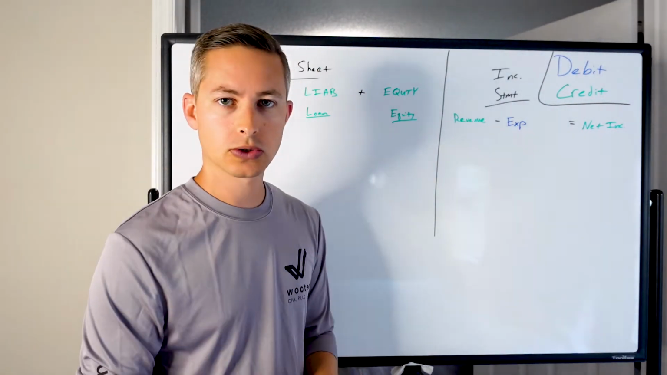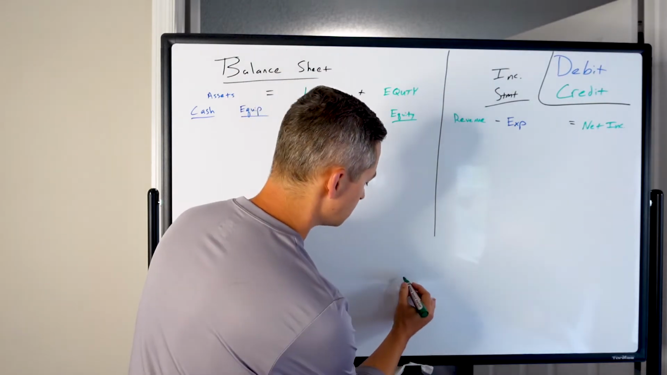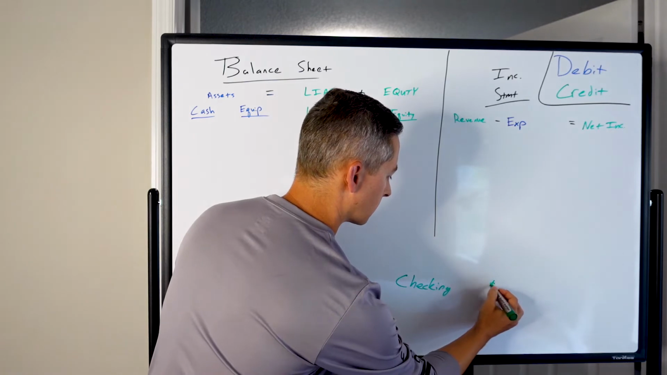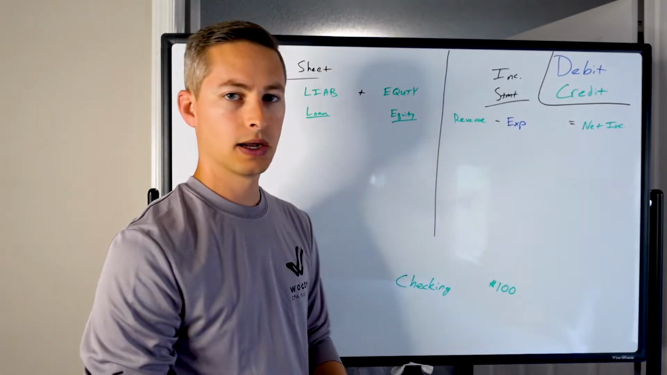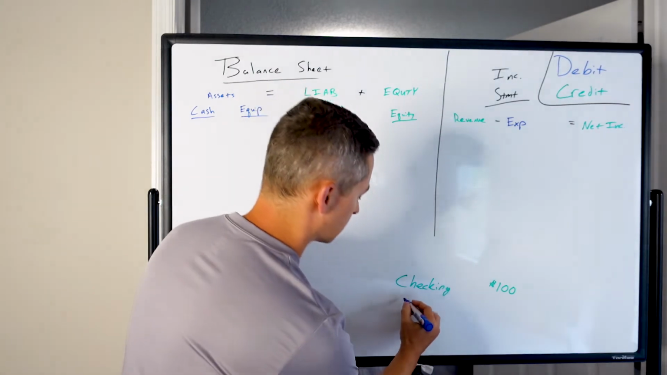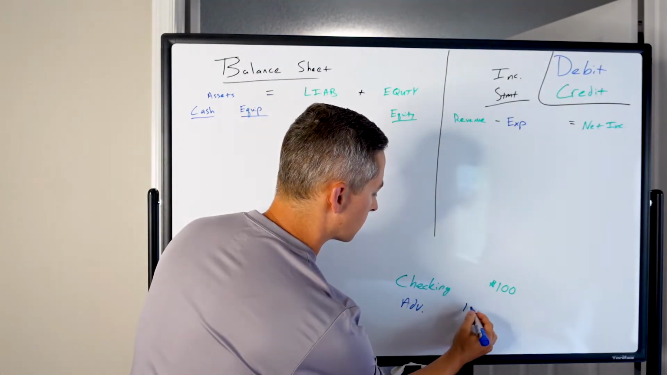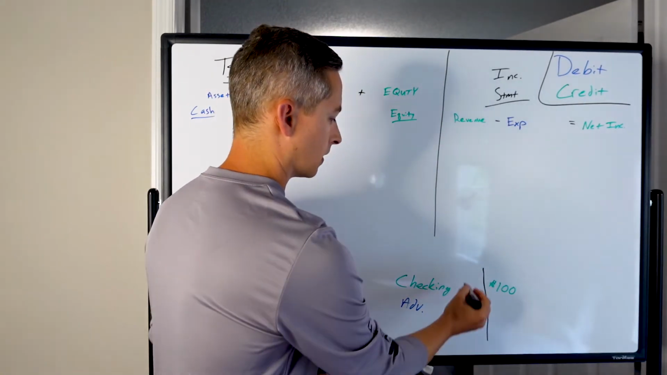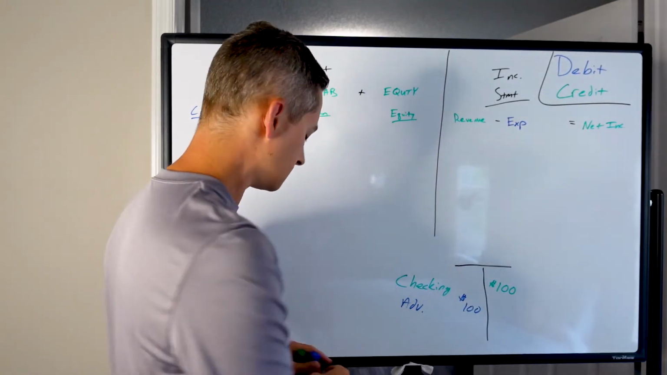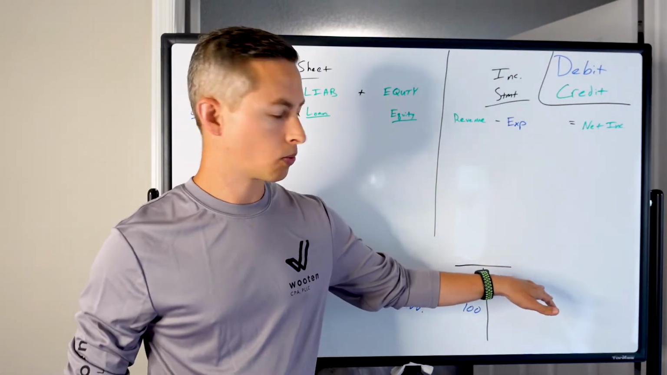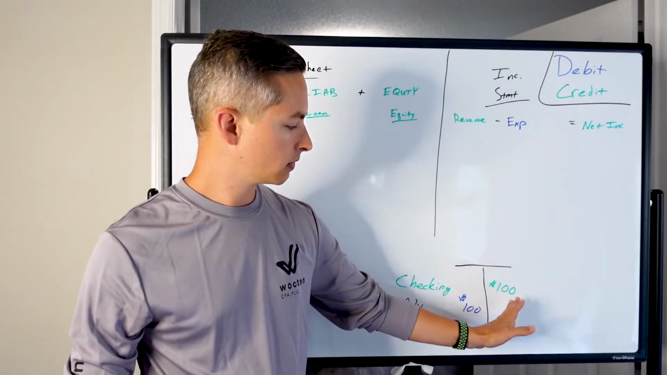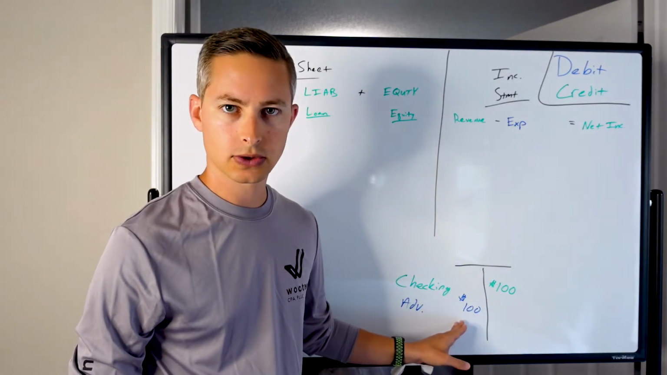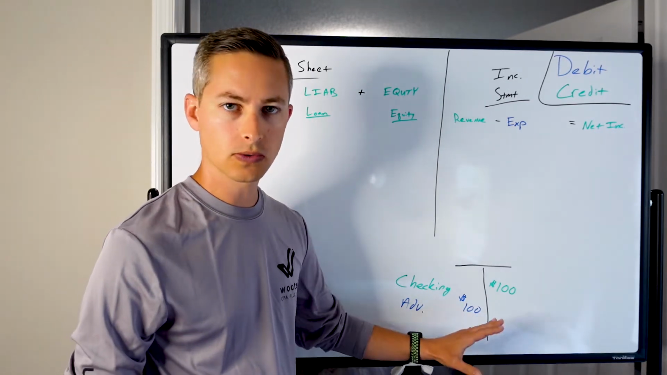So if you are to spend $100 out of your checking account, you're going to credit checking $100, okay? And let's say we spent that $100 on advertising. Then we are going to debit advertising $100, all right? So this is where left and right comes into play. A credit is the right-hand side of the transaction. That's why I made the $100 over to the right. And a debit is the left-hand side of the transaction. That's why I made the $100 here over to the left.